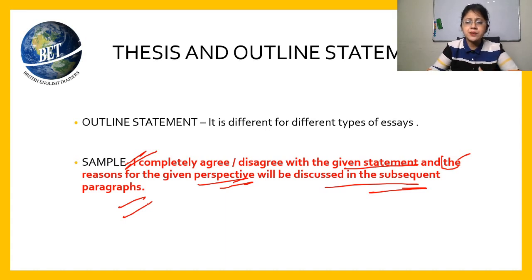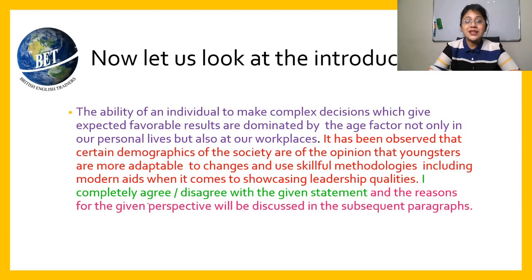An outline statement is generally a statement which tells the examiner what is going to be written in the subsequent paragraphs, in the following paragraphs. Now let us have a look at the introduction in complete detail. Please understand that both thesis and outline statement can overlap, can be written together. The outline can come first and the thesis can come after that. But the idea is you have to write them.